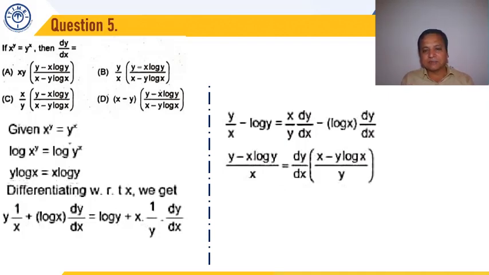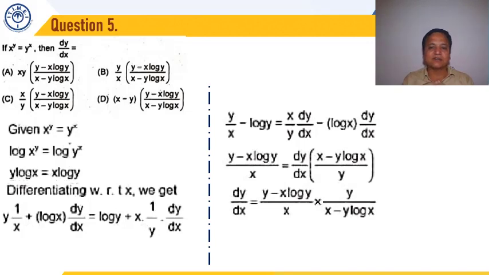Now just simplifying this expression further, on cross multiplication we get dy by dx is equal to (y minus x log y) multiplied by y, upon x into (x minus y log x).